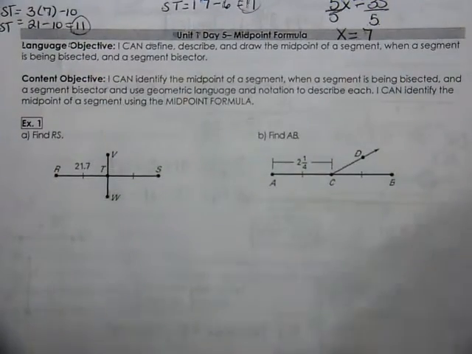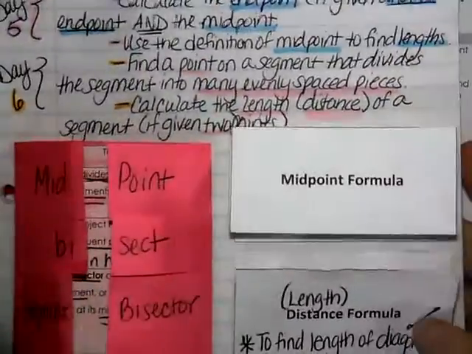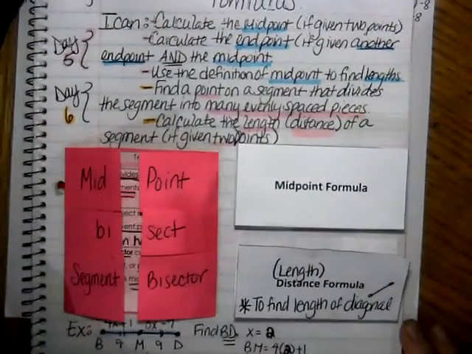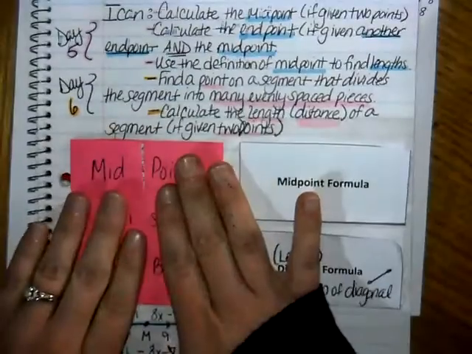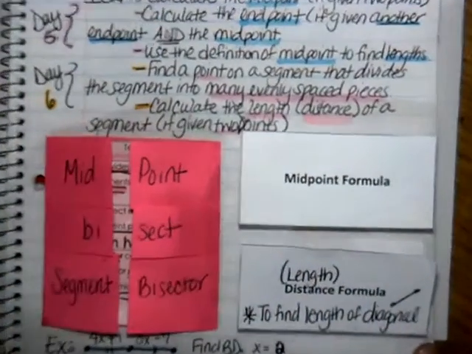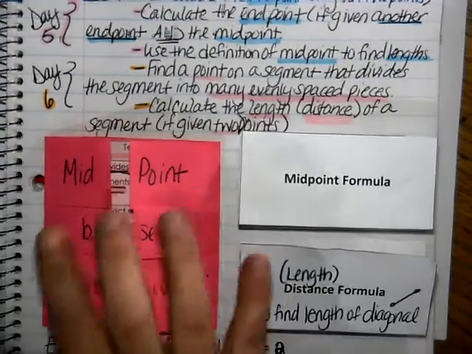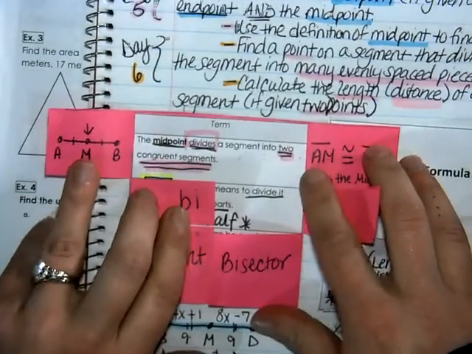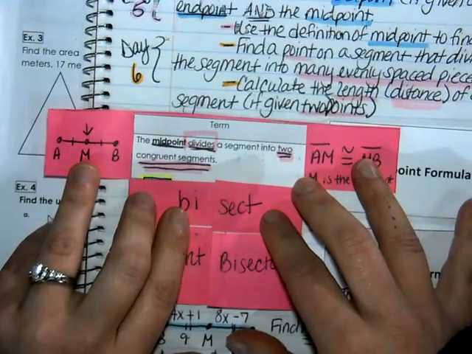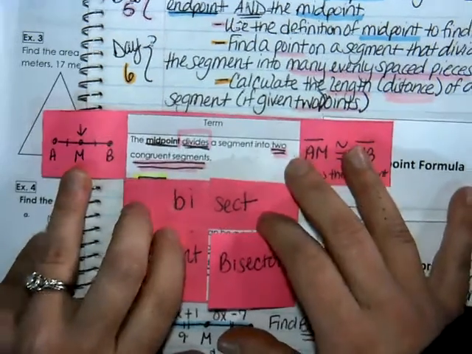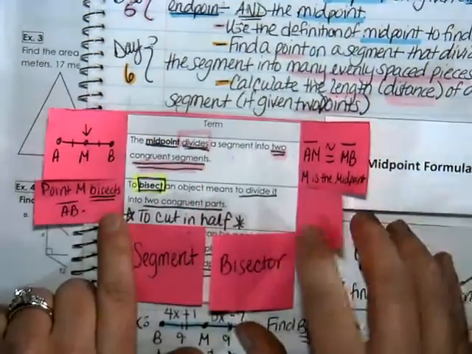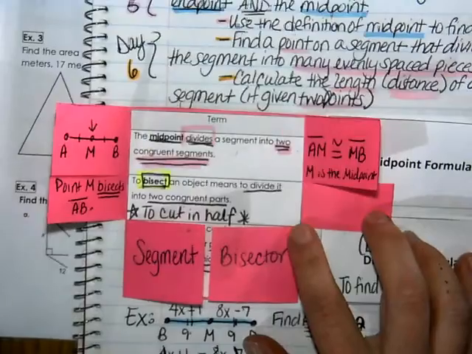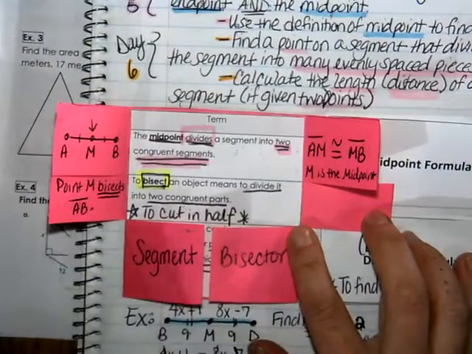So the first thing I want to do is recap what we talked about in our interactive notebook. We defined the words midpoint, bisect, and segment bisector. We learned that the word midpoint represents the middle point. It is the point that divides a segment into two congruent segments. In this case, we had point M be the midpoint. The next word was bisect, and bisect simply means to cut in half. It's something that cuts a segment into two congruent parts.